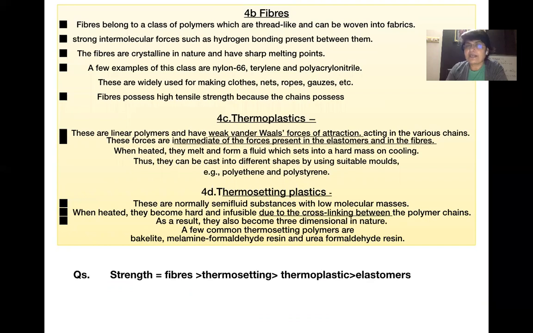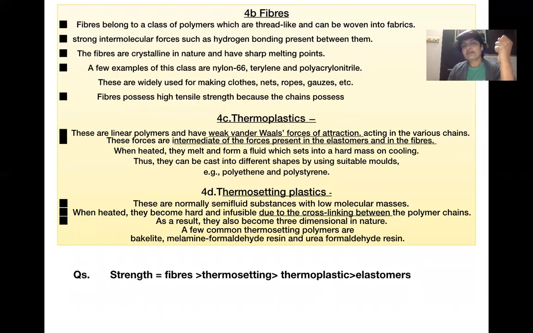Fibers. In the case of fibers, we find this polymer has good strength. Why? Because between polymers, there will be hydrogen bonding. Examples, we can see here nylon 6,6, terylene, polyacrylonitrile. So here, even clothes material you'll find are made up of fibers. It remains very strong.